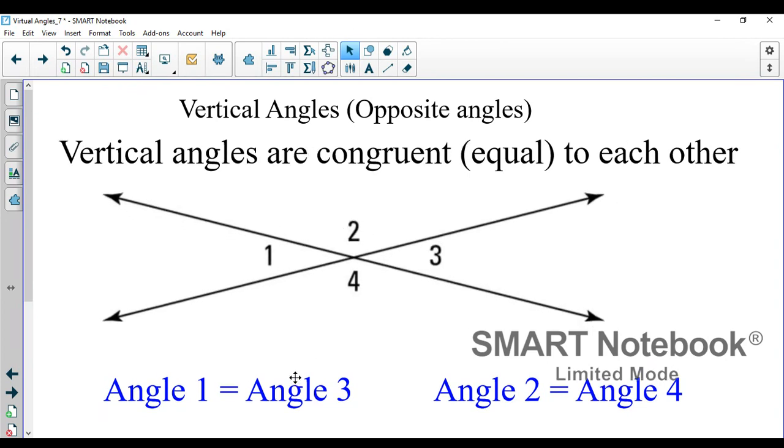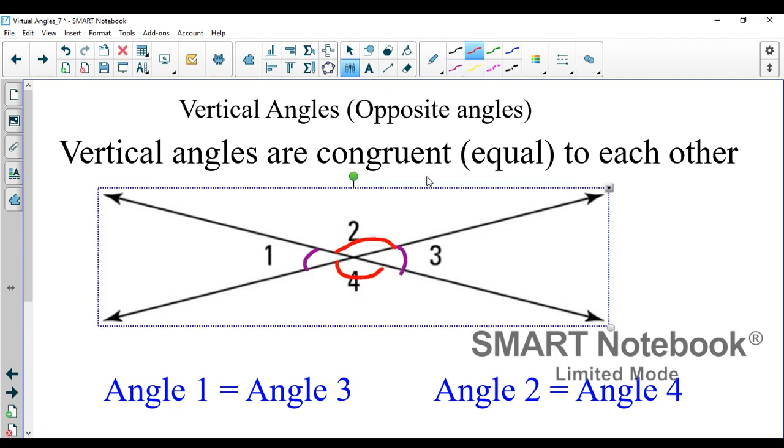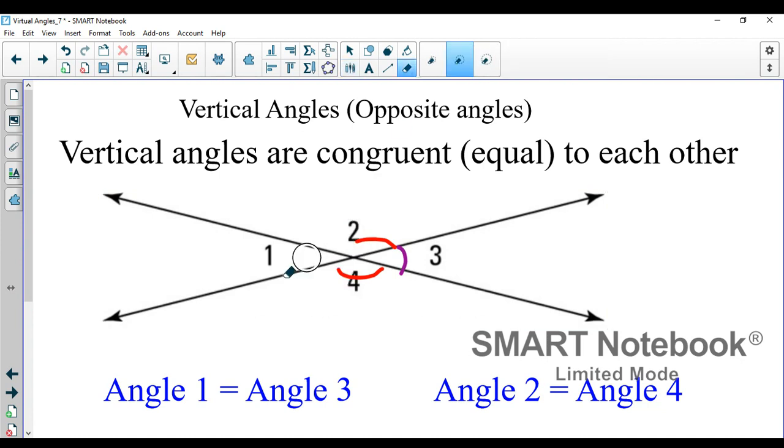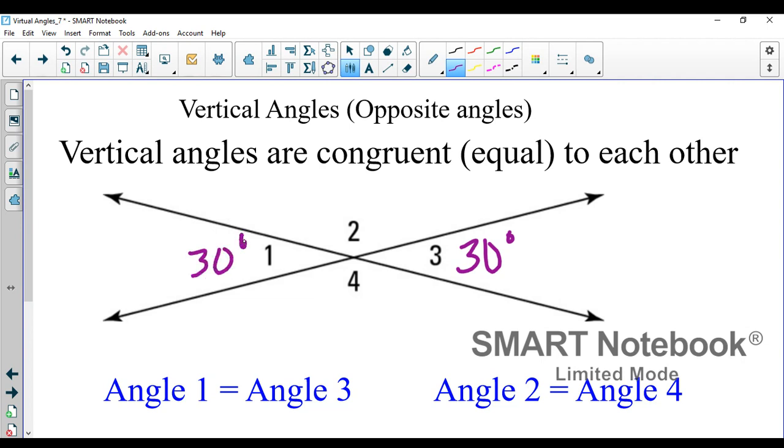So in this drawing, angle 1 and angle 3, which I'm going to mark with purple, that opening and that opening are the same size. Angle 2 and angle 4, those openings are the same size. They have the same measure. So if you were told that angle 3 was, let's say, a 30-degree angle, it means angle 1 is also a 30-degree angle. If angle 2 is a 150-degree angle, then angle 4 must also be a 150-degree angle.